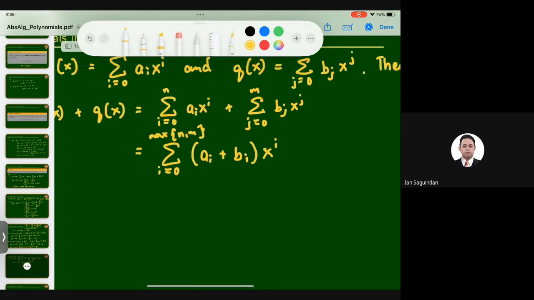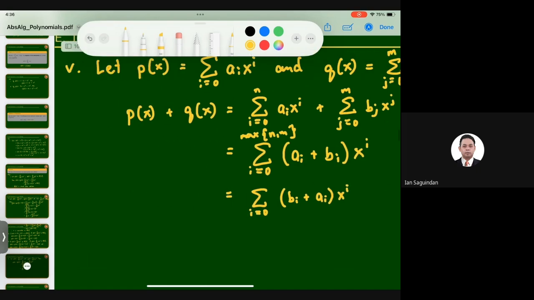Okay? Note that this term is actually real addition. Real addition is commutative. So we have here the summation of b sub i plus a sub i, x to the i, running from 0 up to whichever is higher.